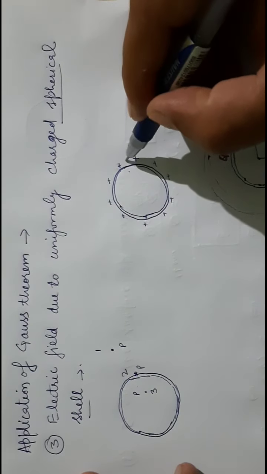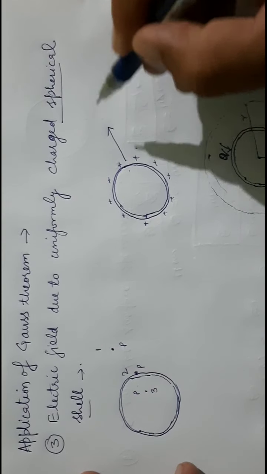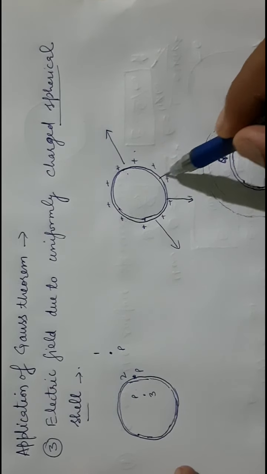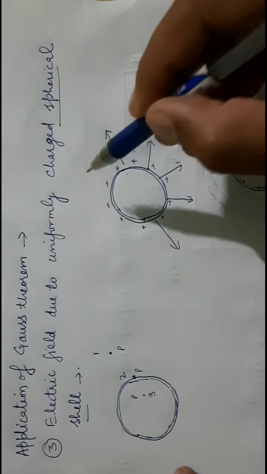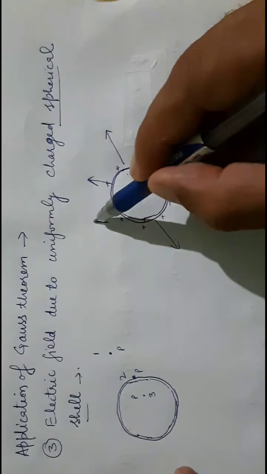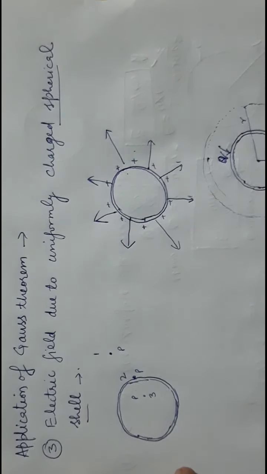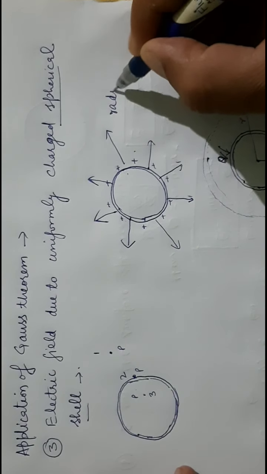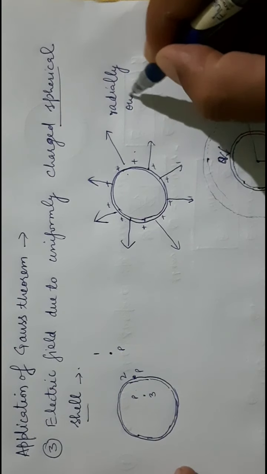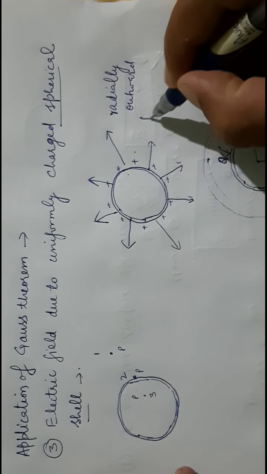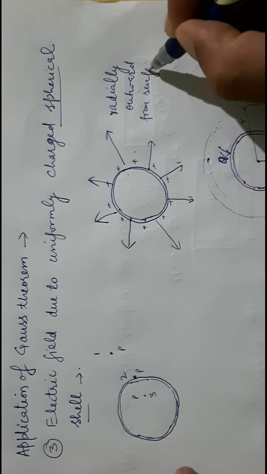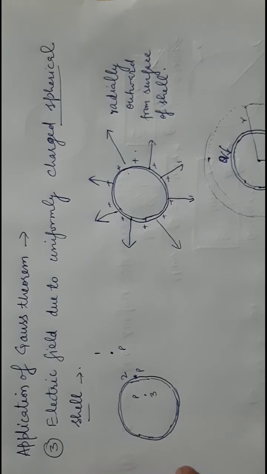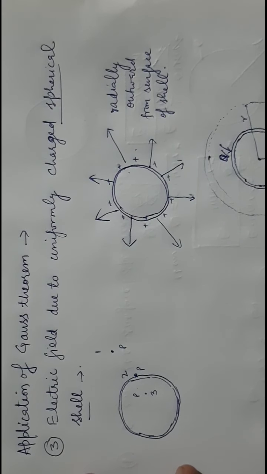The electric field for this is always normal to the surface. If I draw all the normals to this spherical surface, it shows that the electric field for a spherical shell is radially outward from the surface of the shell. So these are the electric field lines for the case of a spherical shell.